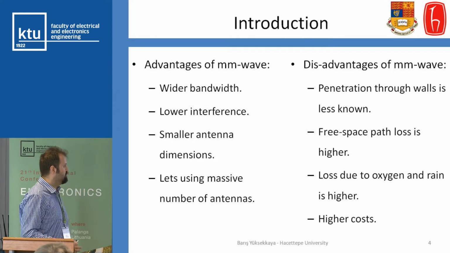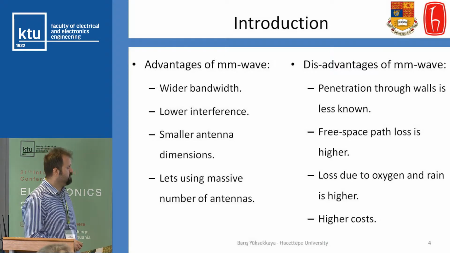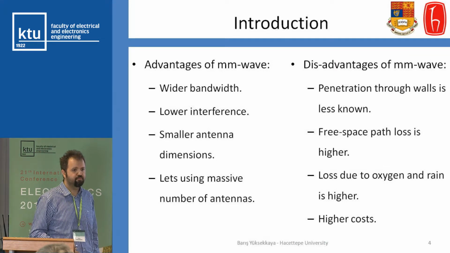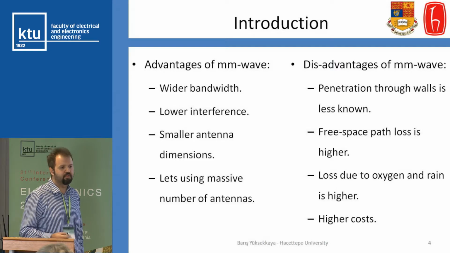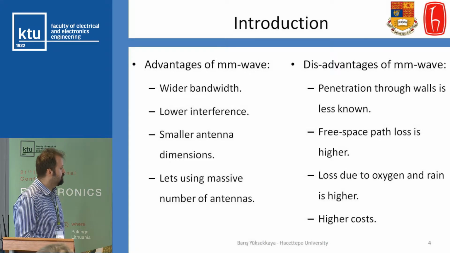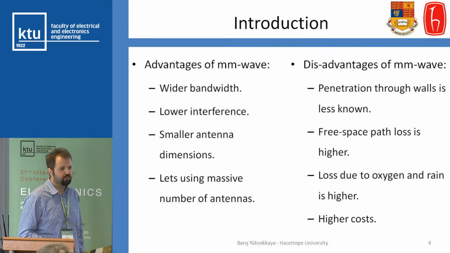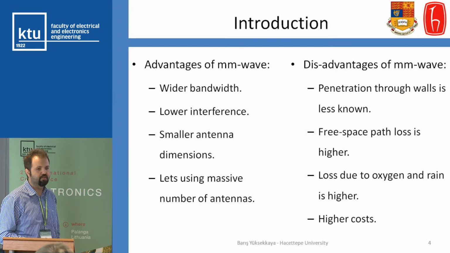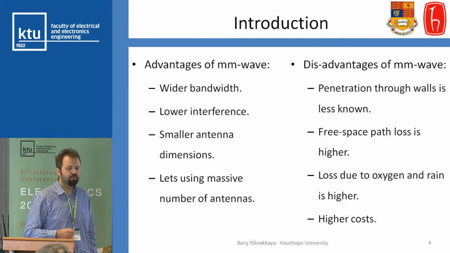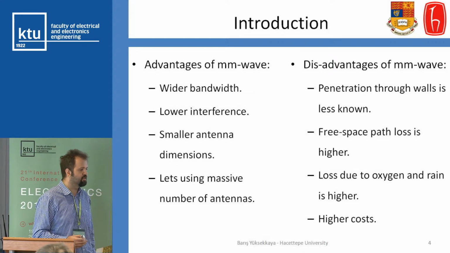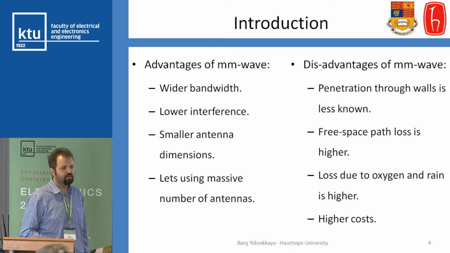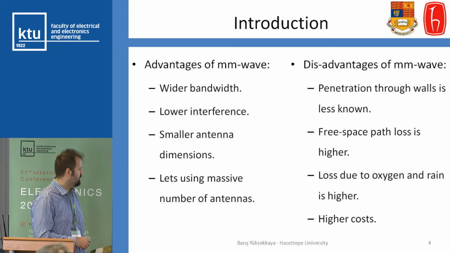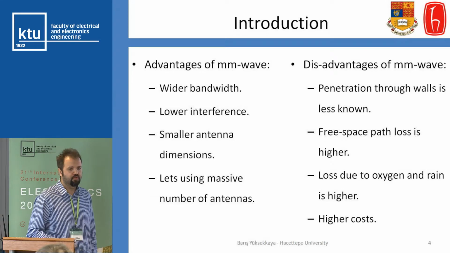Of course, there are some disadvantages. For example, the penetration through walls for this band is not known perfectly, so we need more channel models. And we know that the free space path loss, and the loss due to oxygen and rain, is higher in these bands. So we need to make new structures for the receivers and transmitters. And of course, the smaller parts of these antennas cost more.